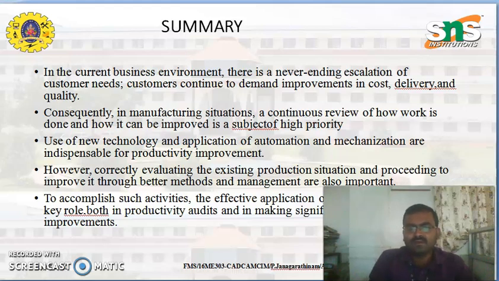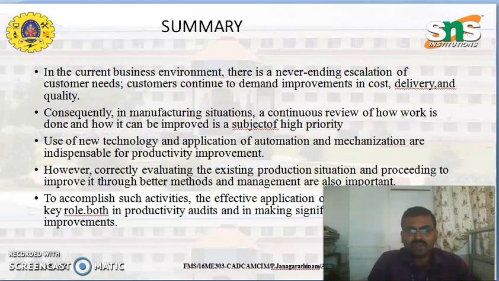Summary of that case study: in the current business environment, there is a never ending escalation of customer needs, which means the customers are always expecting cost, delivery and quantity. So we have to use the just in time concept. We have to take limited orders and deliver the product within the time to the customers. Then, constantly in manufacturing situations, a continuous review of how work is done and how it can be improved is a subject of high priority. We have to give high priority to the regular customers and other quality sessions.